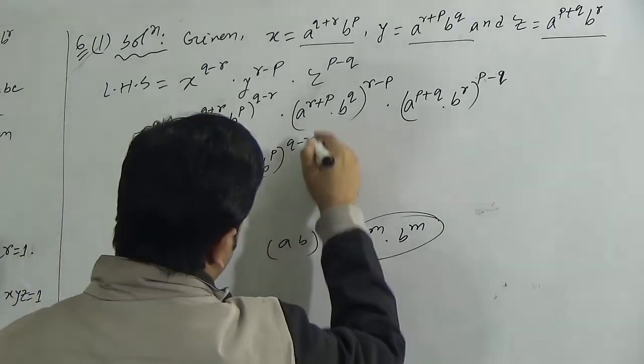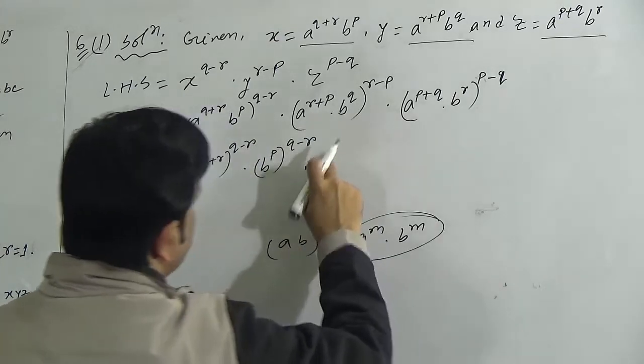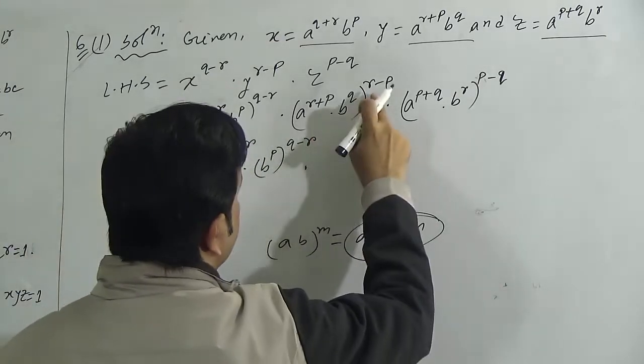Now go to the next portion. Next portion is a to the power r plus p into b to the power q. Here is written r minus p.